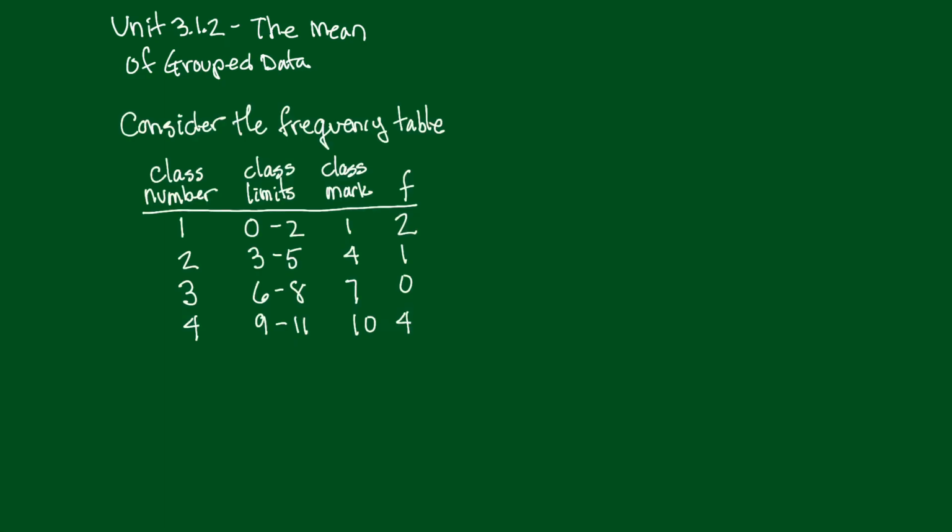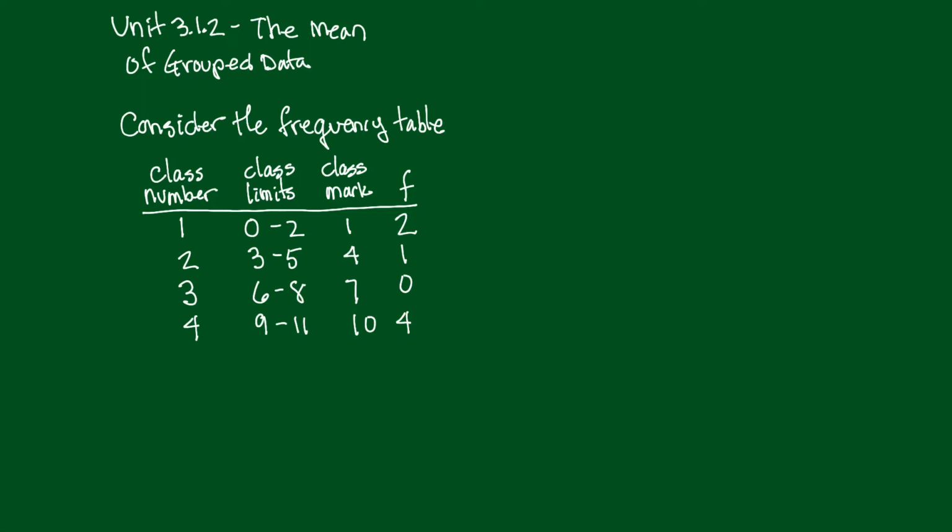Now, I just made this up, and I've written here class number. So I just numbered the classes just so I could refer to them. But here's our class limits, right? We're going 0 to 2, 3 to 5, 6 to 8, 9 to 11. So these are limits, not boundaries. Remember, class boundaries would go from negative 0.5 to 2.5, 2.5 to 5.5, 5.5 to 8.5, 8.5 to 11.5. But these are the class limits.